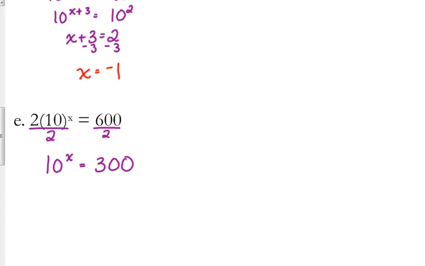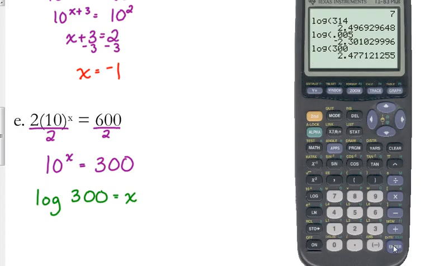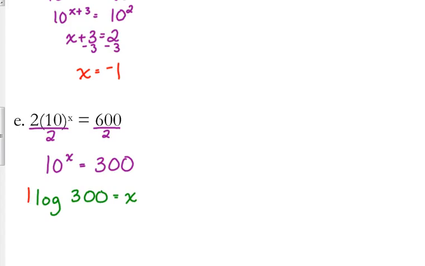So here's where the logarithm comes into play. If we rewrite this in logarithmic form, the base is 10, and the x and the 300 are going to switch places. So it's the log of 300 is equal to x. And really, I'm going to leave my answer in log form. I'm going to leave it as the log of 300 as the answer. Now, I know that that value is between 2 and 3. I am going to go ahead and type it in just to see what its exact value is, but I would prefer that you just leave the answer in log form. So it's approximately 2.48. I like the log answer the best, but if you really want to know, it's about 2.48.